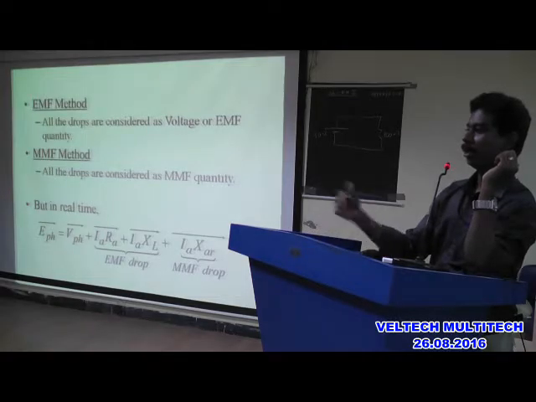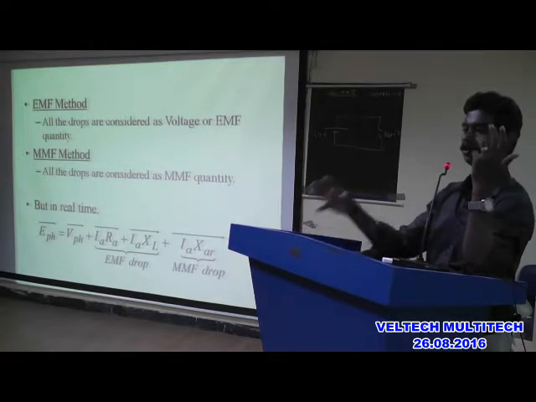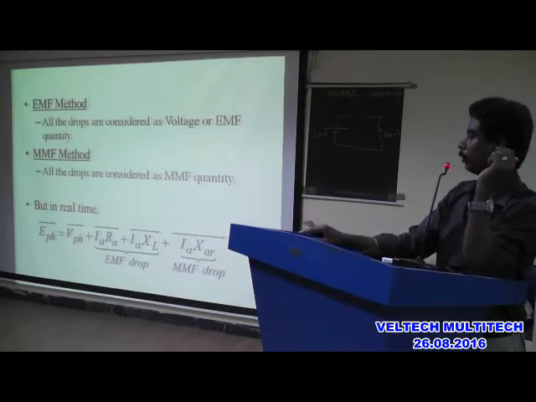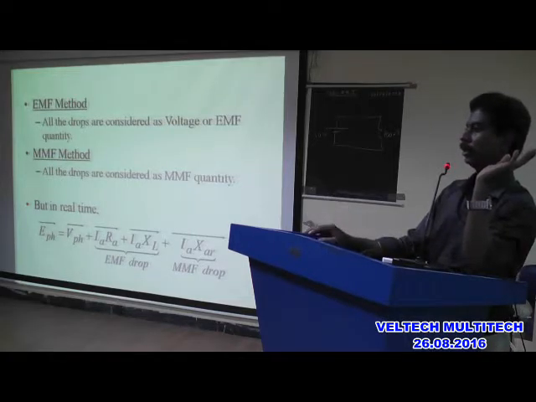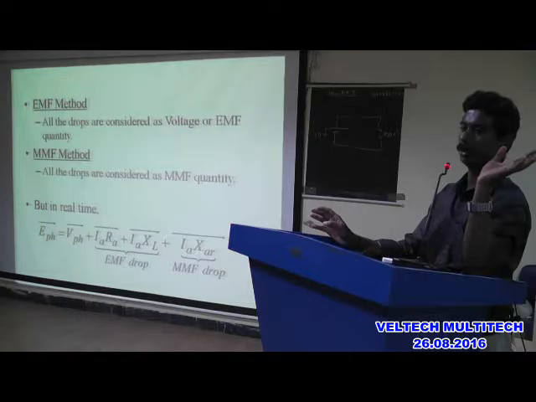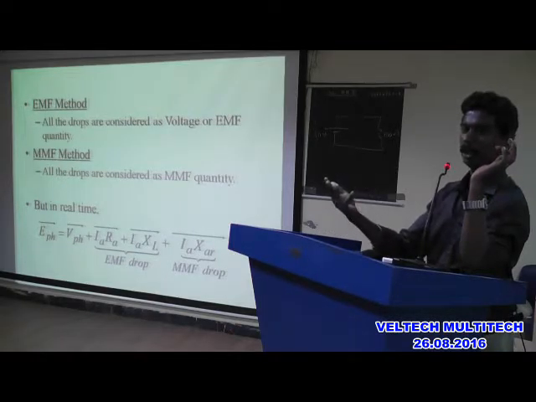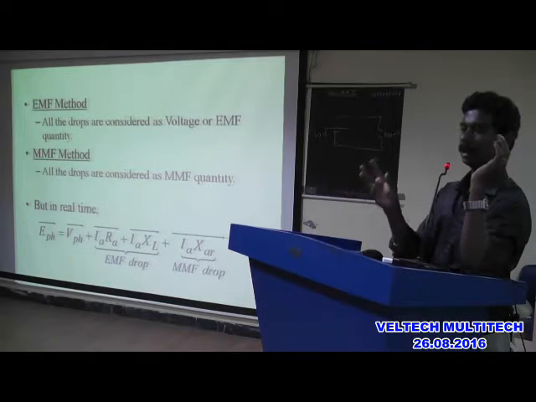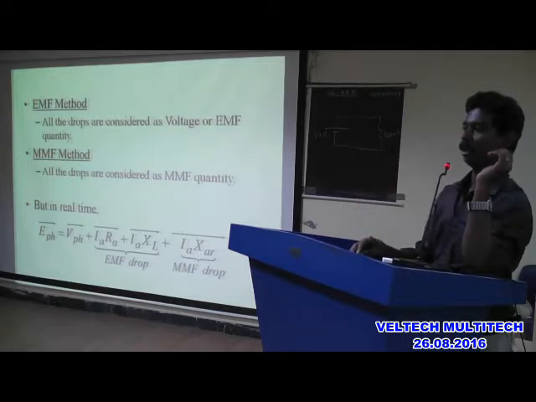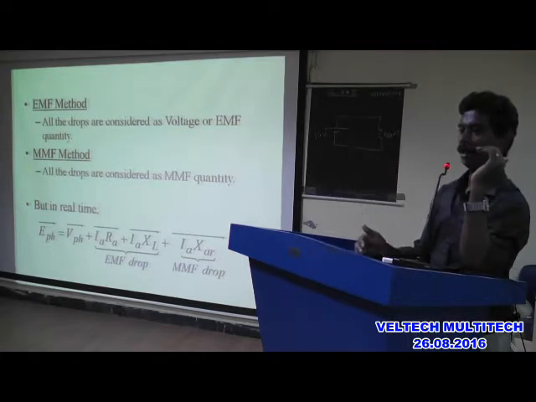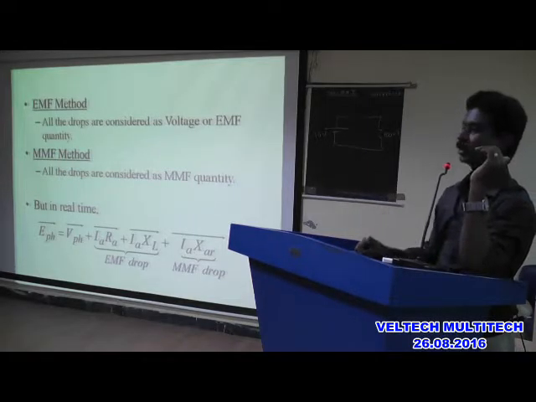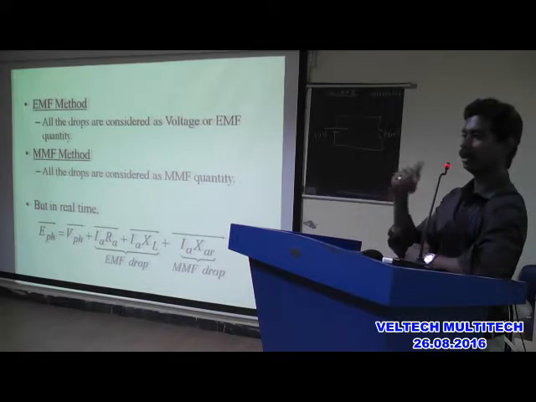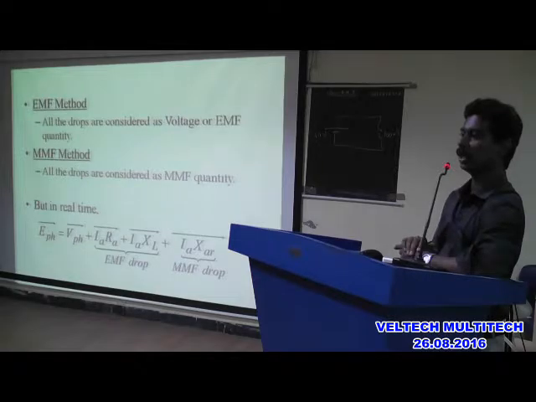In MMF method, all the drops are considered as MMF quantity. MMF means ampere-turn quantity, EMF means voltage quantity. But in real situation, IaRa and IaXL are EMF quantities, and IaXar is the MMF quantity. But in EMF method, even though IaXar is an MMF quantity, we are considering IaXar also as EMF quantity. That is, we are away from reality. In MMF method, we are considering all the drops as MMF drops, though only IaXar is MMF quantity.